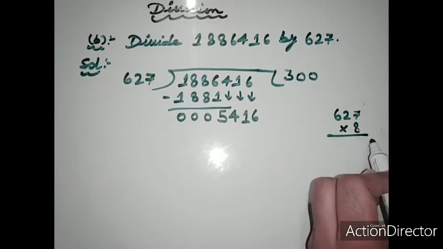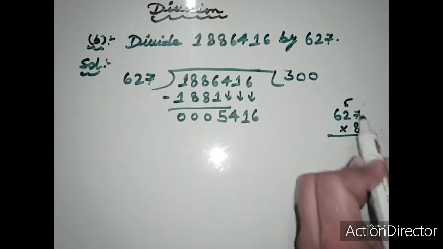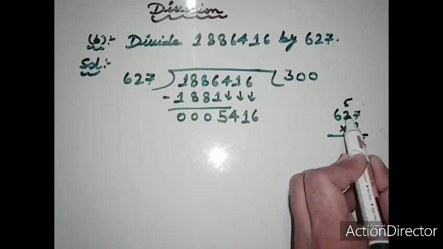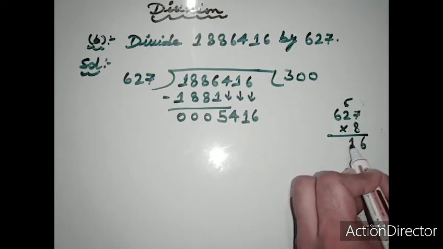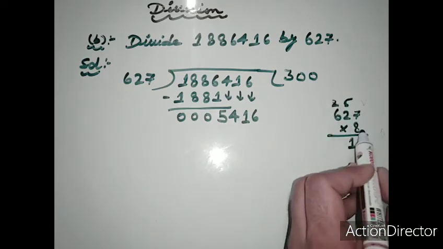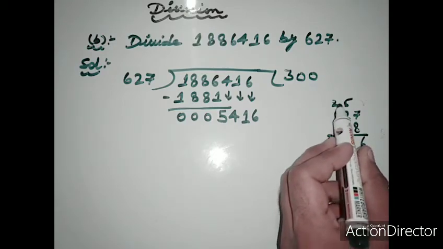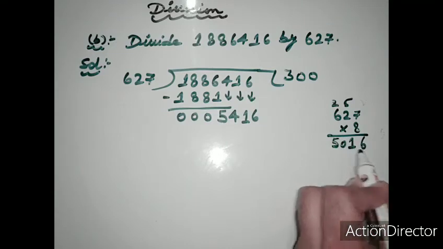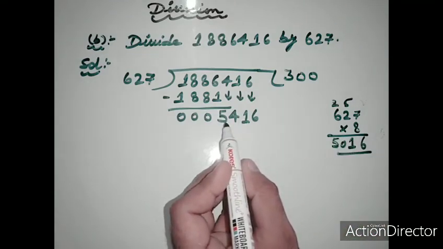So 8 sevens are 56, 6, 5 carry here. 8 twos are 16, 16 plus 5, 21, 1, 2 carry here. 8 sixes are 48, 48 plus 2, 50. So here we get 5016, which is nearest to this number.